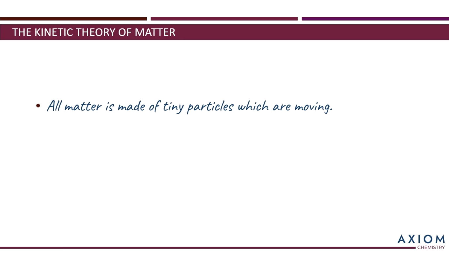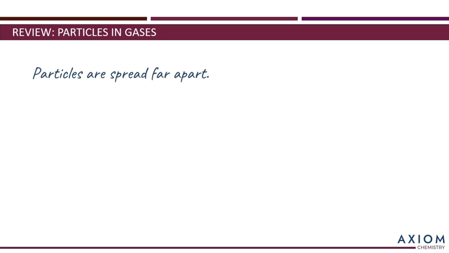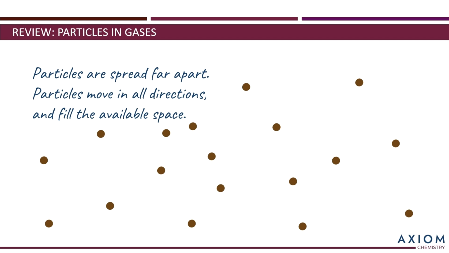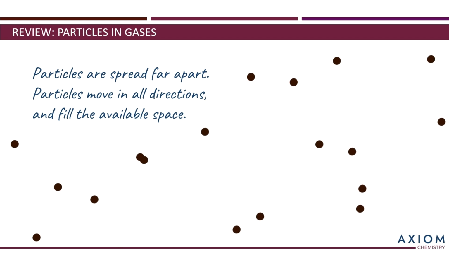Now, the kinetic theory of matter describes this movement in a little more detail, and we're going to be exploring it by thinking mainly about gases. So let's just remind ourselves in a bit more detail of their movement. As you should remember, in gases, particles are spread far apart, so something like this. You can see they're also randomly arranged. Also, particles move in all directions and fill the available space, so something like this.